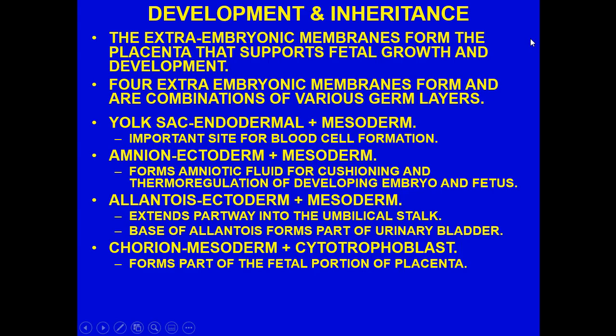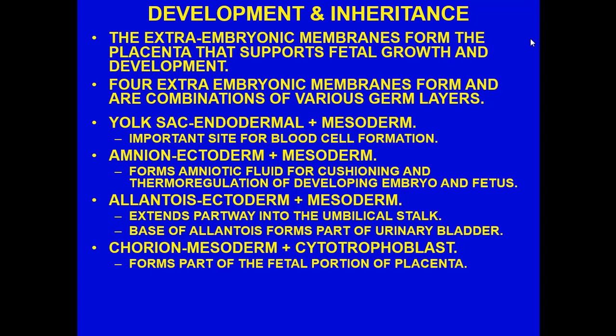Now, extra embryonic membranes form the placenta that supports fetal growth and development. There are four. And yes, you need to know. Extra embryonic membranes that form and are combinations of various germ layers. The yolk sac is a combination of endodermal and mesoderm. It's an important site for blood cell formation. The amnion is ectoderm and mesoderm. These form the amniotic fluid for cushioning and thermal regulation of the developing embryo and fetus.